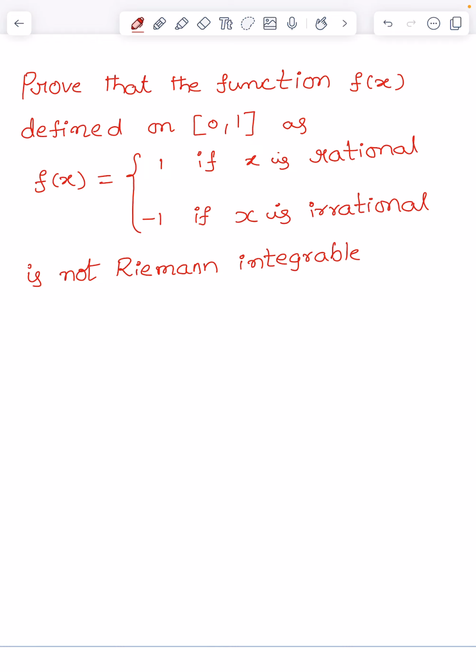In this video, we solve a problem from Riemann integration. Let us see the problem. Prove that the function f of x defined on closed interval [0, 1] as f of x equals 1 if x is rational, minus 1 if x is irrational, is not Riemann integrable. Let us prove this.